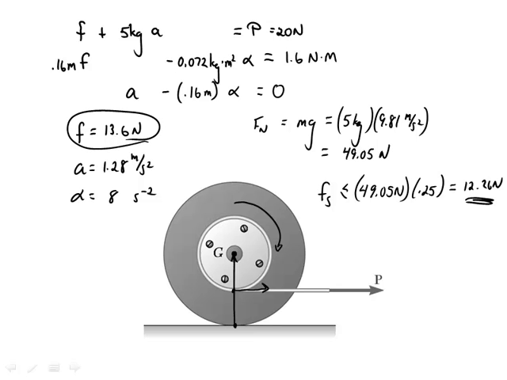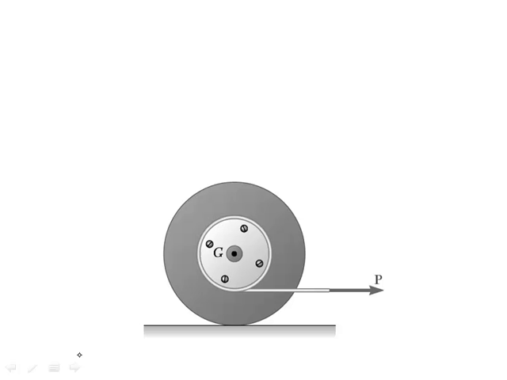So the frictional force has exceeded my maximum static frictional force. Therefore, since F is greater than F static, then that must be slipping. So what that means is I have to re-examine my equations. Now keep in mind the X equation said that P minus F, which now I know is kinetic, is equal to MA.